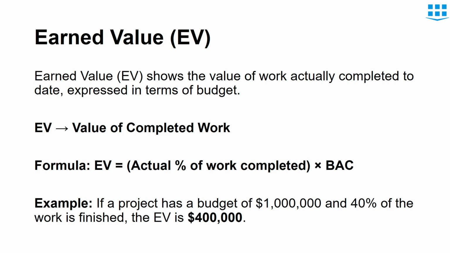Next term is earned value. Earned value shows the value of work actually completed to date. It is expressed in terms of budget. What earned value shows is the value of completed work in the project. For example, if your project has a budget of $1 million and 40% of all the work and activities have been finished at some point, then we can simply say that the value earned is 40% of the allocated budget, or 40% of BAC, which is $400,000 in this case.